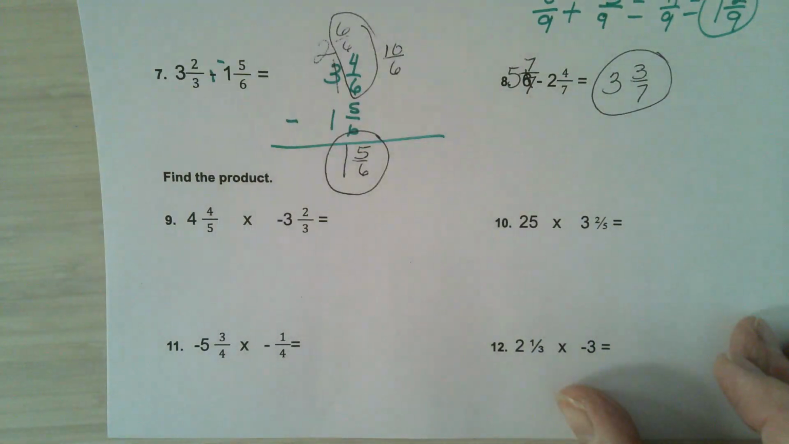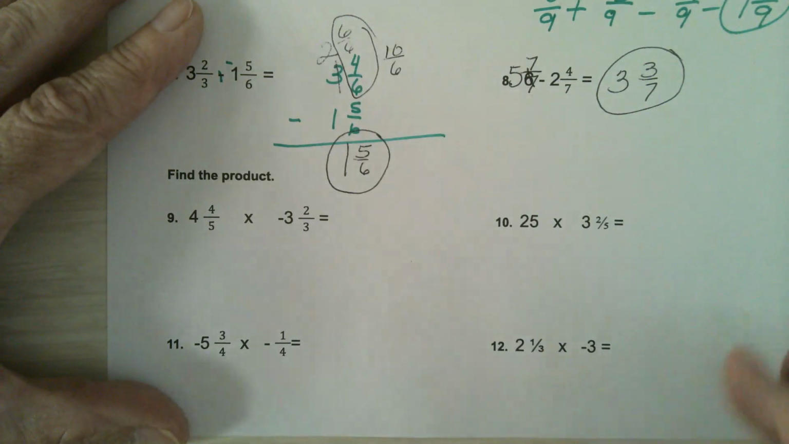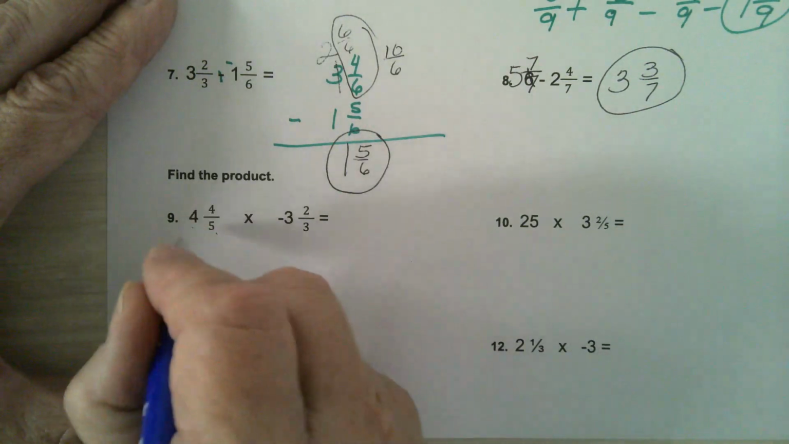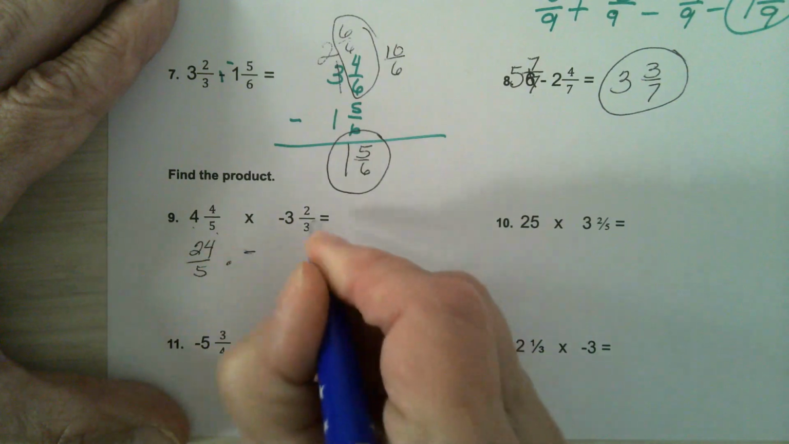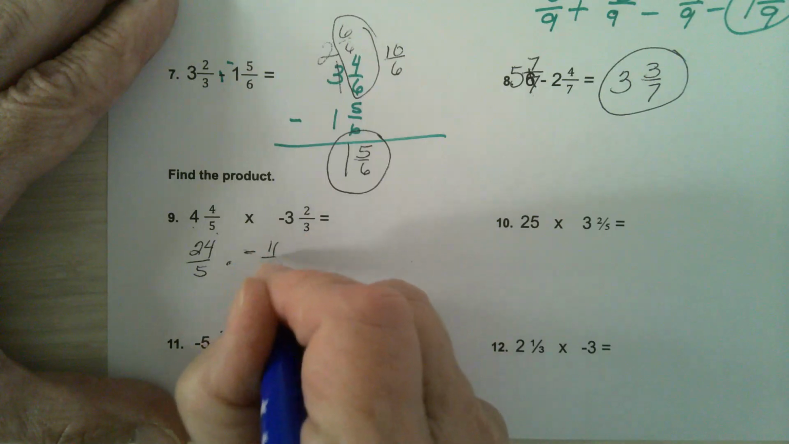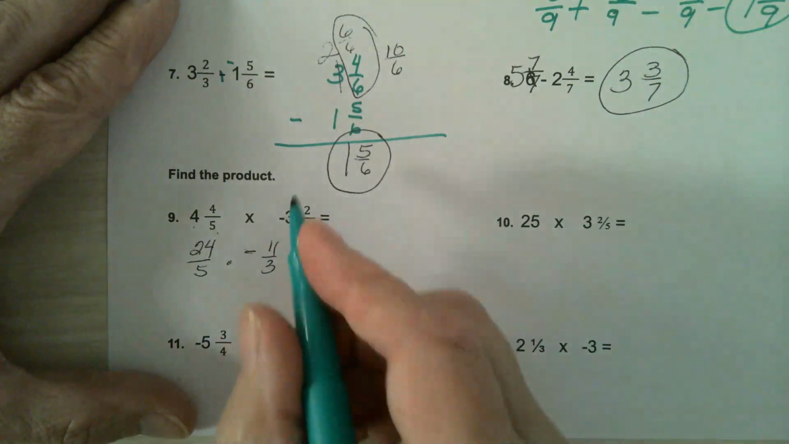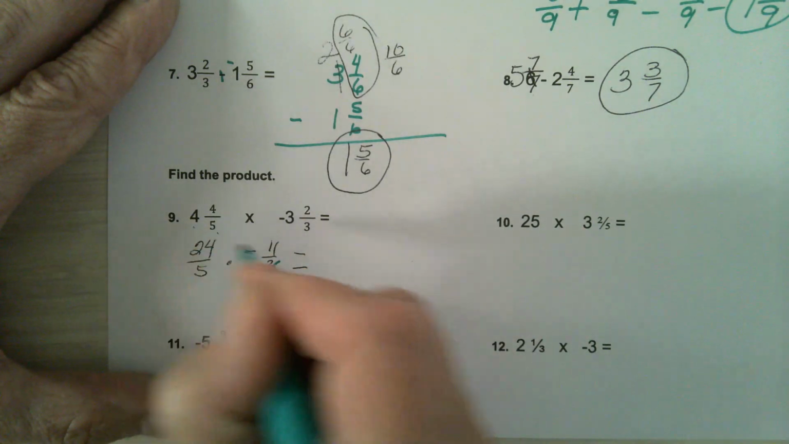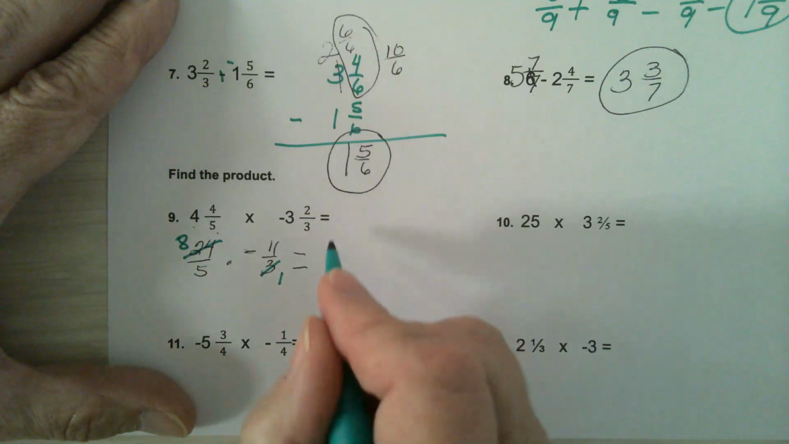Number 9. Here, you must change them to improper fractions. If you don't, I will count points off. 5 times 4 is 20, plus 4 is 24/5, times a negative 11 thirds. Now, I'm going to simplify before I multiply so I don't have as big numbers. 3 goes into 3 once. 3 goes into 24 8 times.